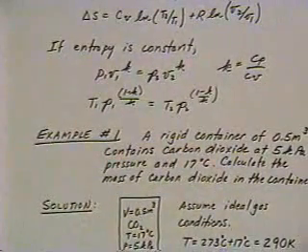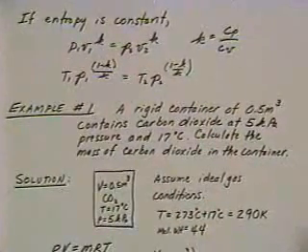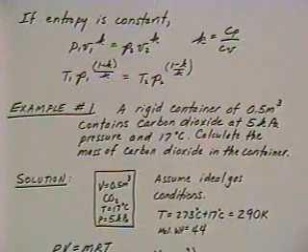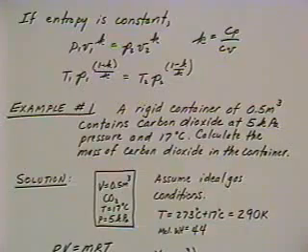So let's take our first example, and that is example number 1. We've got a rigid container of volume a half a cubic meter, contains carbon dioxide gas at 5 kilopascals and 17 degrees C, and we want to calculate the mass of carbon dioxide in the container. Now, as we go through these examples, there's one thing that I'd like to go ahead and point out to you, and that is all of the examples that I'm giving to you are provided in metric units.